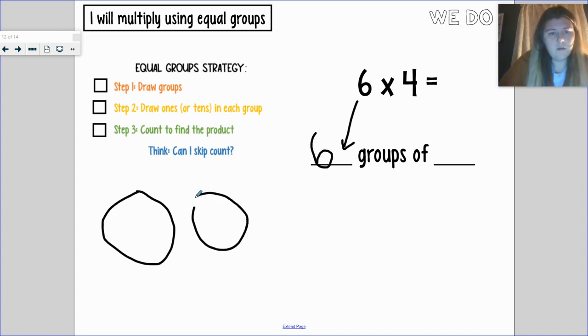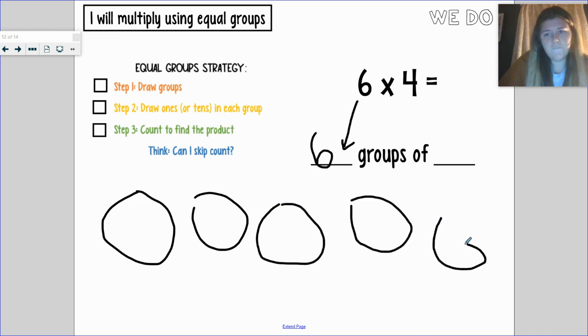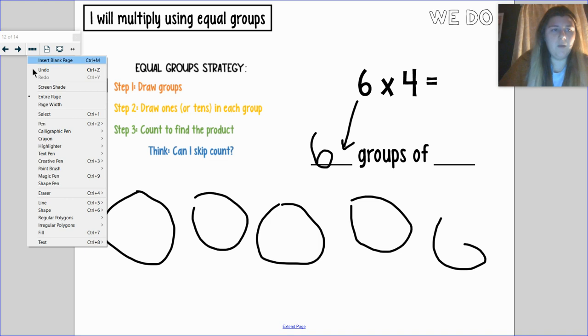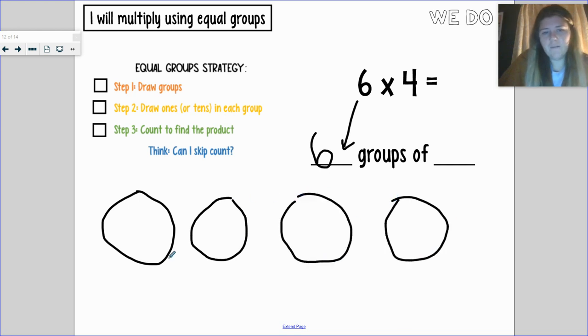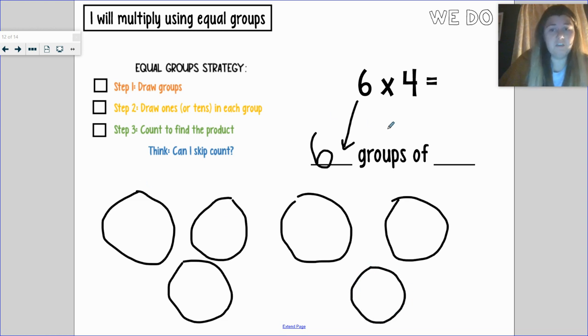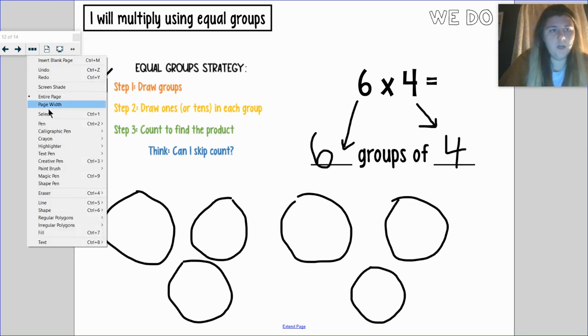1, 2, 3, 4. What is happening with that one? Let's undo that. Oh! Why? 2, 3, 4, 5, 6. Those are interesting. And 4 dots in each. Okay, drew my groups. Step 1, done.